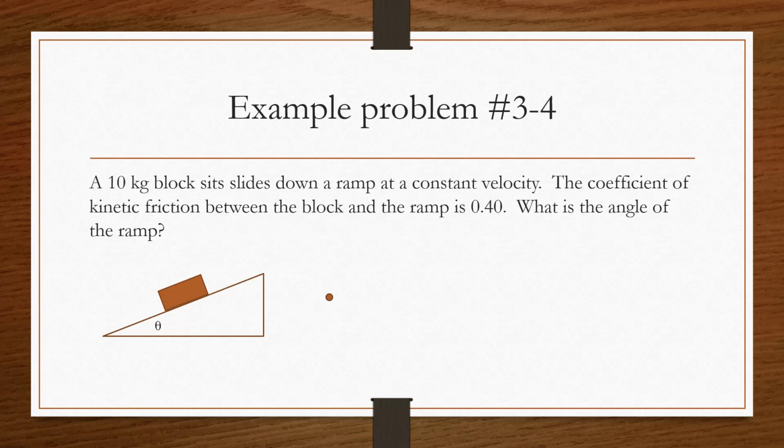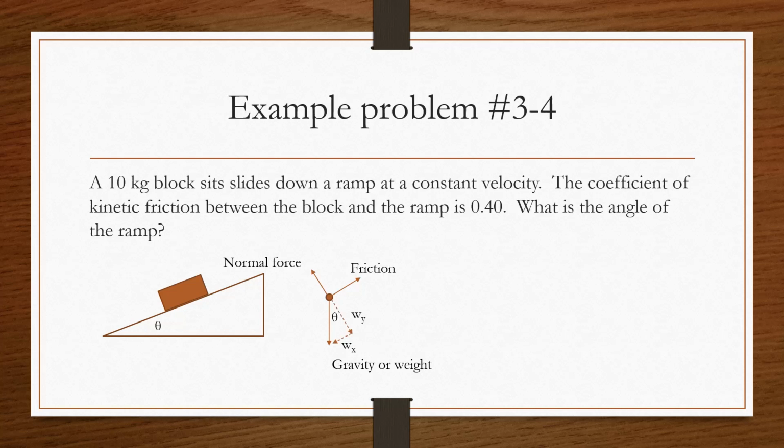So first thing to point out: sliding at a constant velocity, this is an equilibrium problem. The sum of all the forces acting on the block will be 0. So I'm going to use the same techniques that I used in equilibrium to solve this problem. I'm going to draw my free body diagram. I have gravity, or weight, pushing downward. I have the normal force perpendicular to the surface, and I have friction in the direction up the ramp.